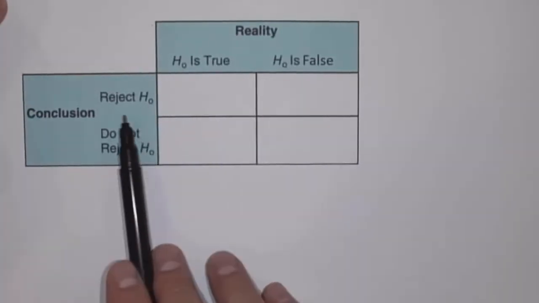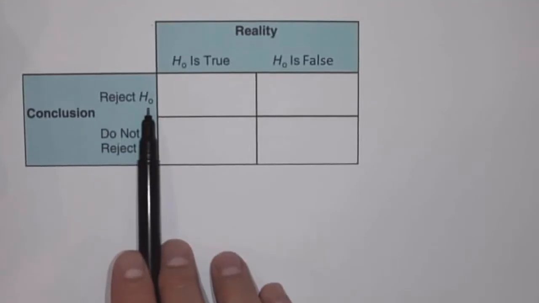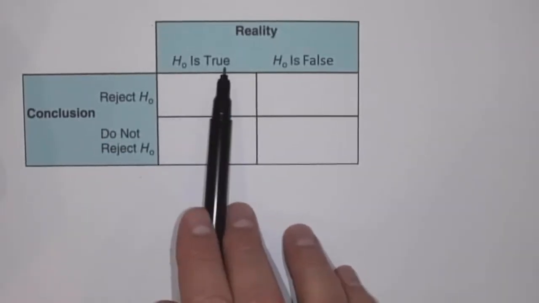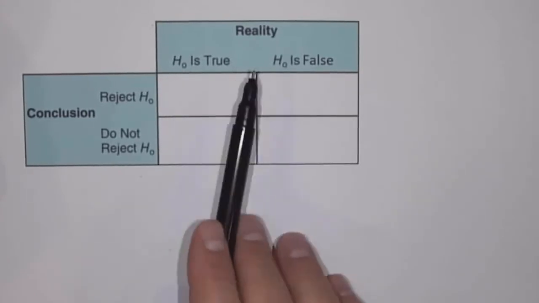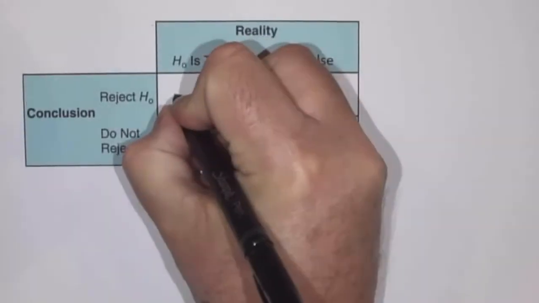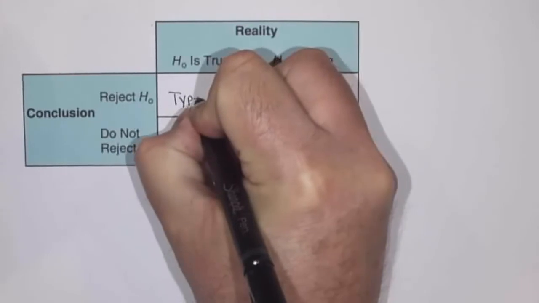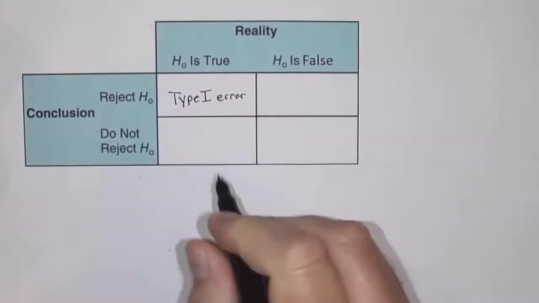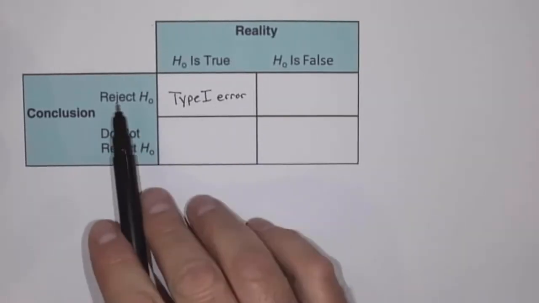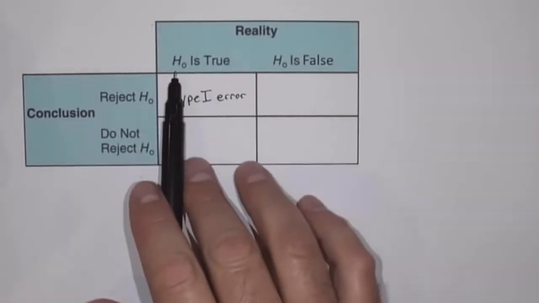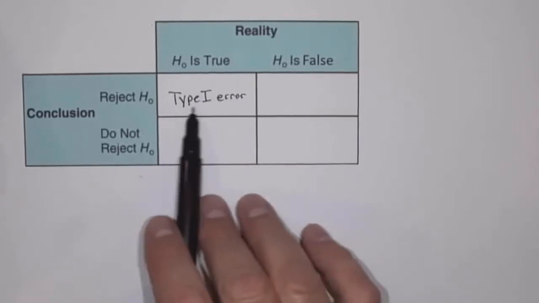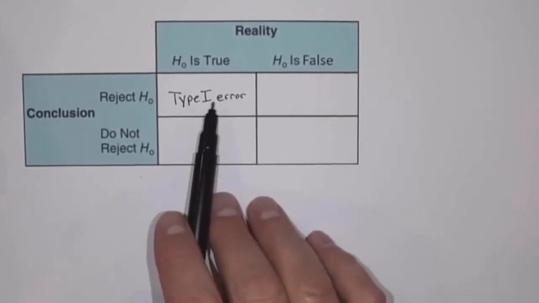So if at the end of the test, I reject the null hypothesis, but the null hypothesis is actually true, then I've made an error. And that is called a type 1 error. So a type 1 error is rejecting the null hypothesis when the null hypothesis is actually true. You should make sure you know that.